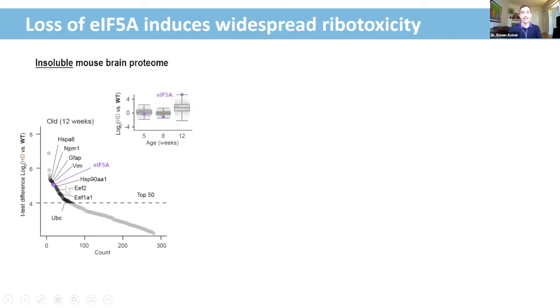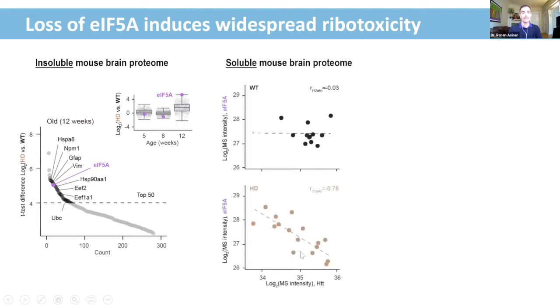Consistent with the age-dependent onset of Huntington's disease, EAF5A sequestration was only observed in aged symptomatic animals. Insoluble EAF5A levels were inversely correlated with mutant, but not wild-type Huntington levels. Taken together, this suggests that EAF5A is depleted as a function of mutant HTT expression.